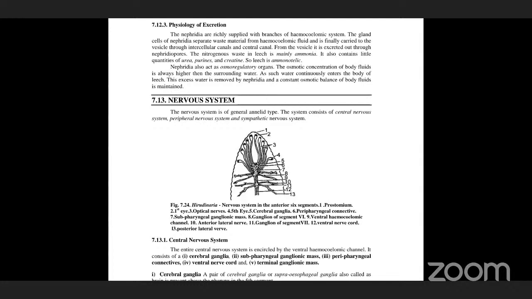So nephridia is present in the hemocoelomic system. Through nephridia, it separates the waste material from the hemocoelomic fluid, and this waste material is secreted. Here mainly ammonia is present, and some small quantities of urea, purines, and creatine are present. Okay. And the nervous system.